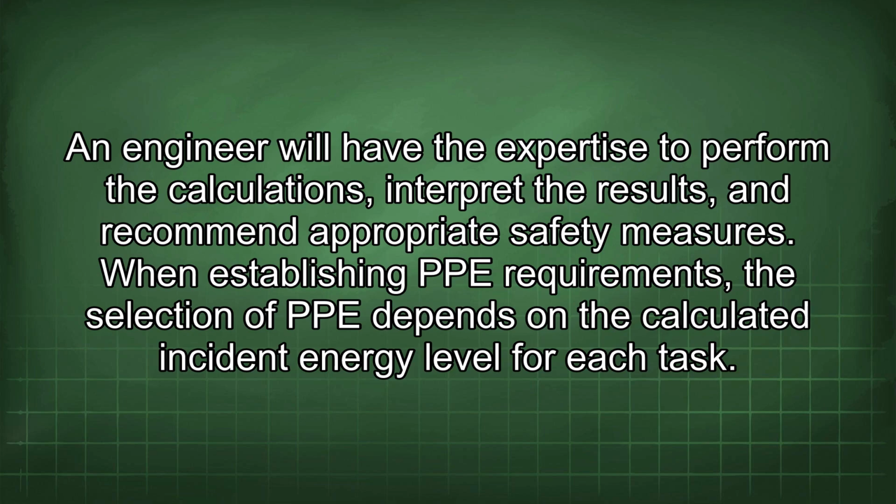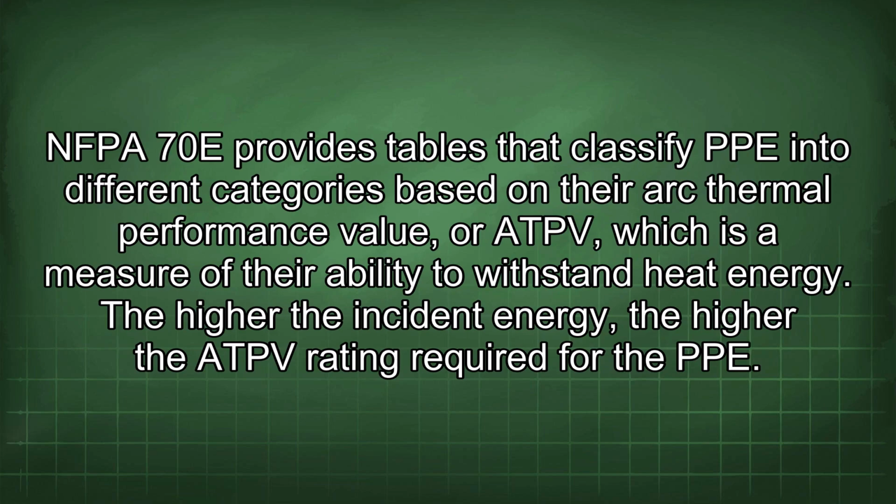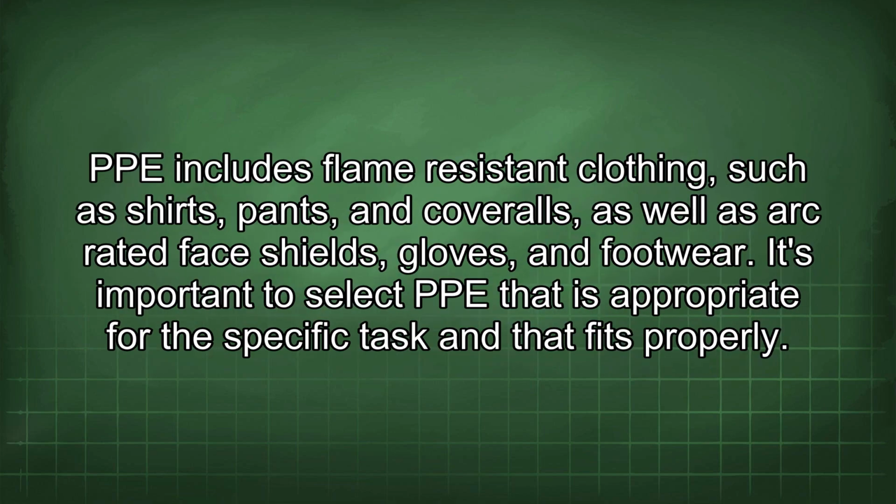When establishing PPE requirements, the selection of PPE depends on the calculated incident energy level for each task. NFPA 70E provides tables that classify PPE into different categories based on their arc thermal performance value, or ATPV, which is a measure of their ability to withstand heat energy. The higher the incident energy, the higher the ATPV rating required for the PPE. PPE includes flame-resistant clothing, such as shirts, pants, and coveralls, as well as arc-rated face shields, gloves, and footwear. It's important to select PPE that is appropriate for the specific task and that fits properly.